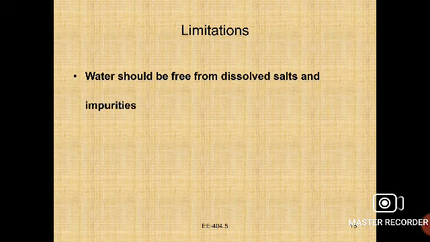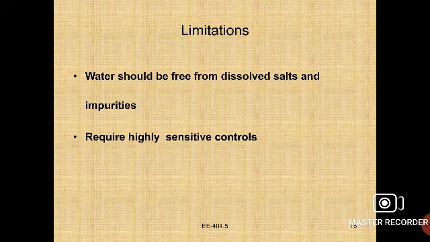However, they have the following limitations. So we have some amount of limitations. Water should be free from dissolved salts and impurities. Water should be free from dissolved solids, which would be carried over to the turbine and damage it. Salts and impurities require highly sensitive controls. This is also one of the limitations of these types of modern boilers.